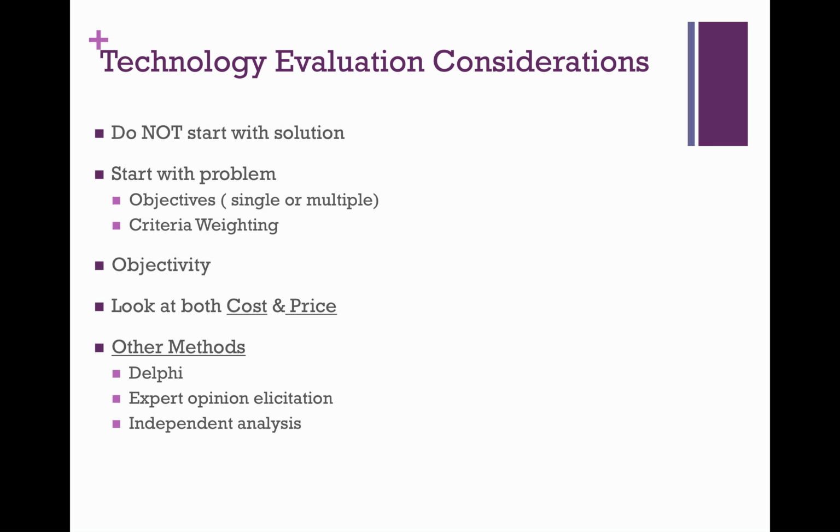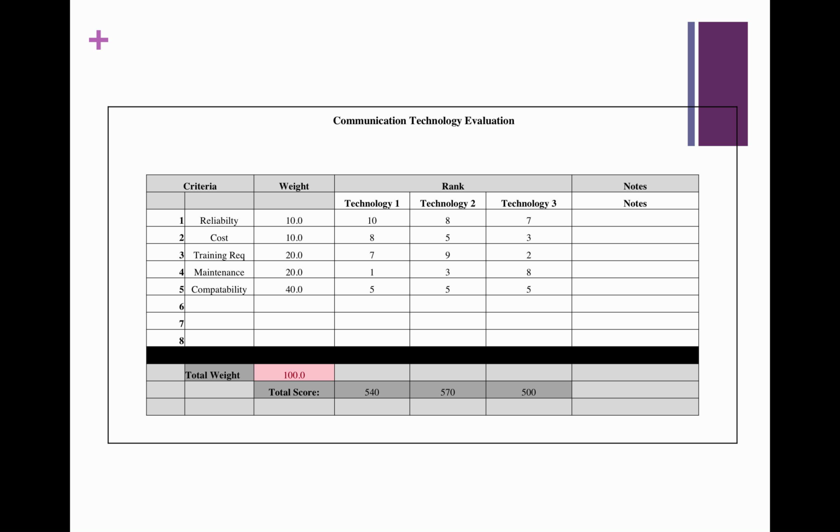Now, there's other methods of doing this. You can do what's called a Delphi, or do expert opinion elicitation, or just have a strictly independent analysis. But those are ways to do it, and I'm just showing you a real simple, very common way. So if you take a look at this spreadsheet, I'm going to walk through an example using the spreadsheet. This spreadsheet is provided to you for your exercise next week. This is essentially a screenshot of it, but the one that you'll be using is a dynamic spreadsheet in Excel. So for example, this red column actually turns a color when it reaches 100, and it sums up everything for you.